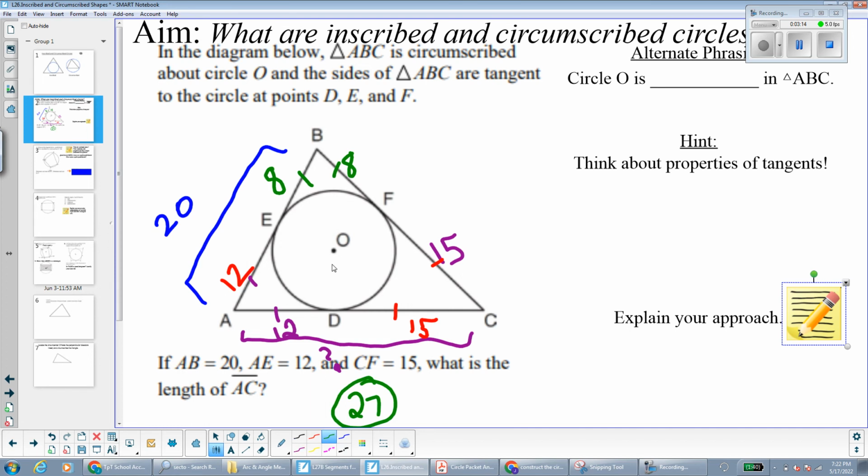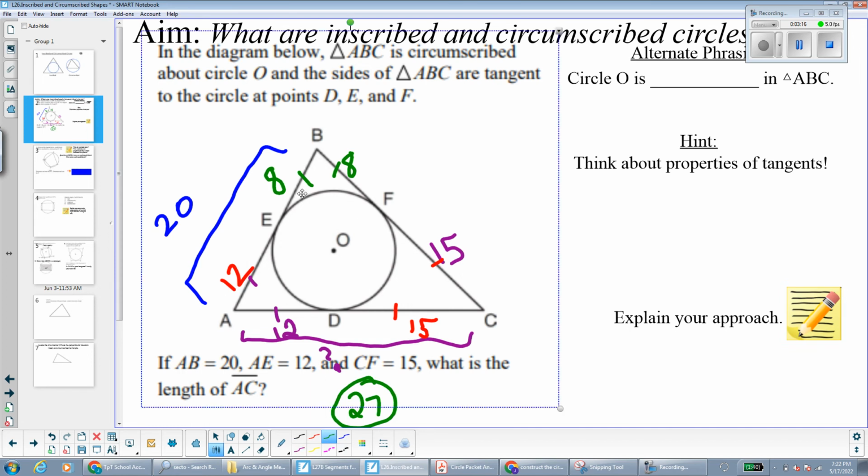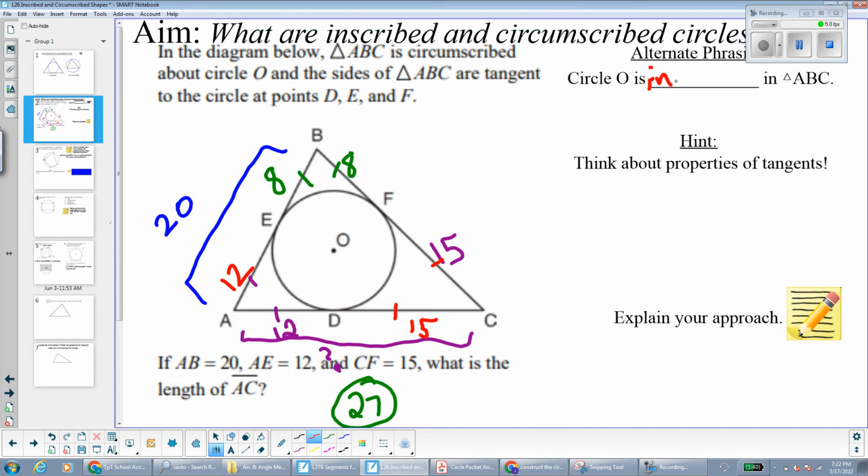So instead of saying that triangle ABC is circumscribed about circle O, we could also say that circle O is inscribed in triangle ABC because it is inside triangle ABC.